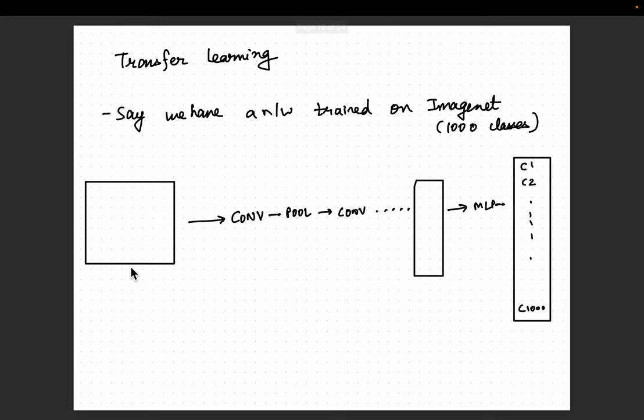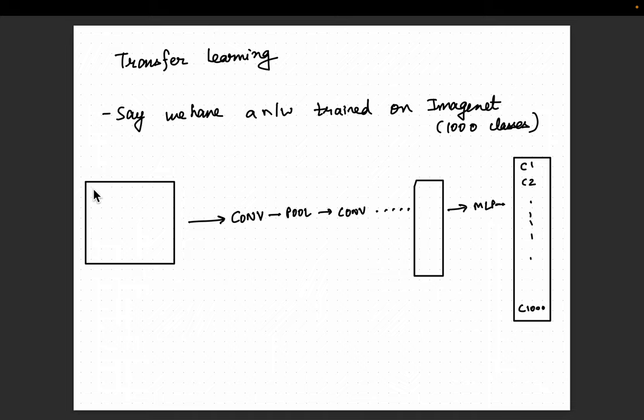Now, one of the reasons why CNNs have become very popularly used, very successful, is the concept of transfer learning. To some extent, you solved this question in yesterday's quiz. Not exactly, to some extent. Let's say we had a network which was trained on ImageNet. Now, ImageNet is a huge data set. Let's say we have picked up the 1,000 class problem.